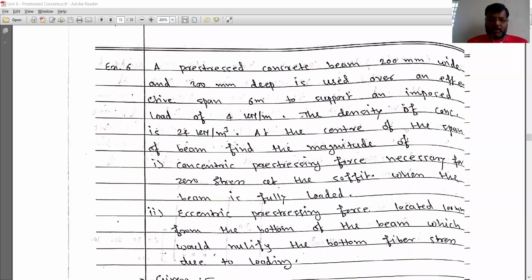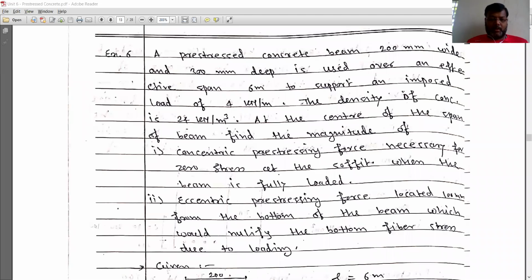At the center of the span of beam, find the magnitude of two cases. First case is concentric pre-stressing force necessary for zero stress at the soffit when the beam is fully loaded. Concentric pre-stressing force we have to calculate, which is necessary to develop zero stress at the soffit. Soffit means at the bottom when the beam is fully loaded. That is the first case.